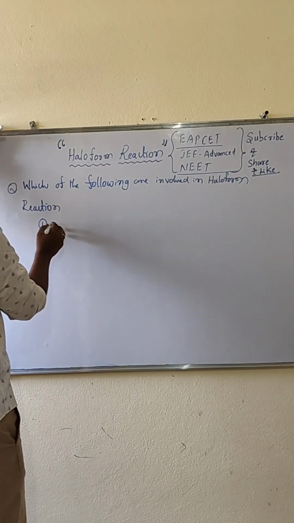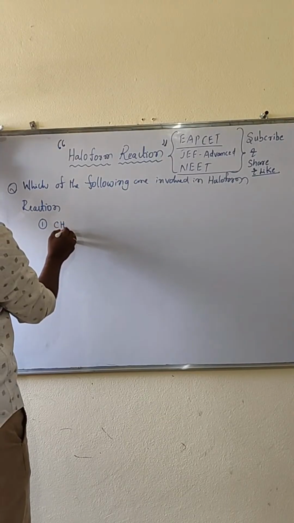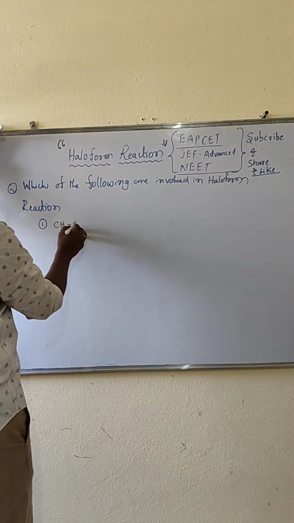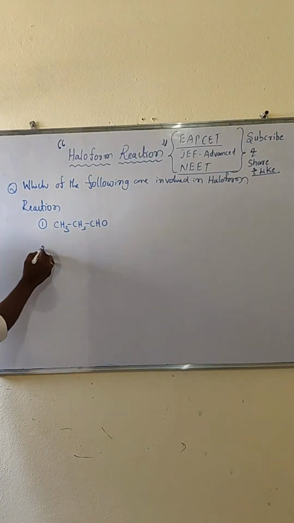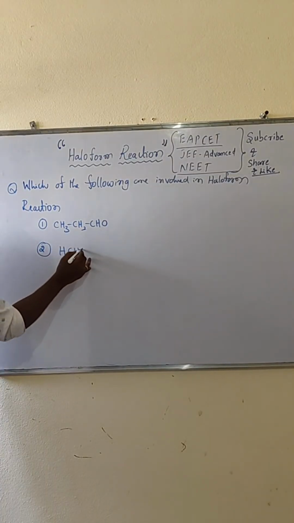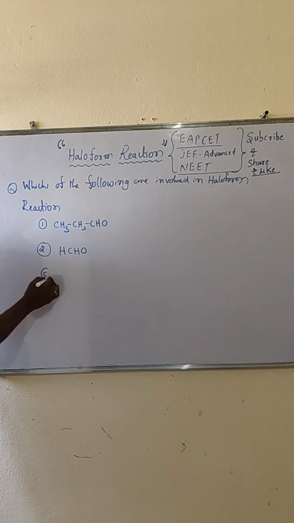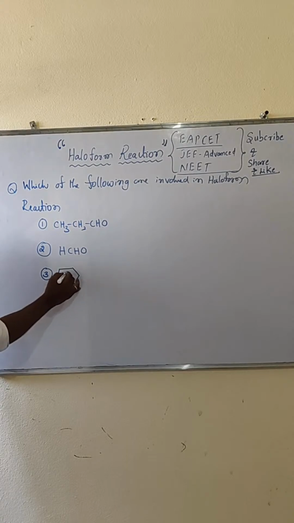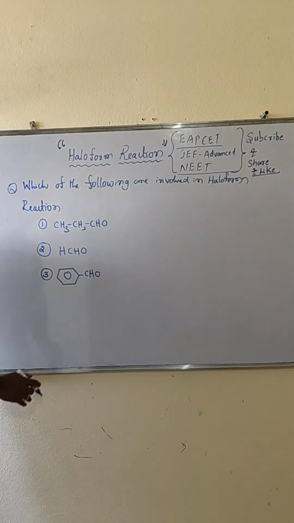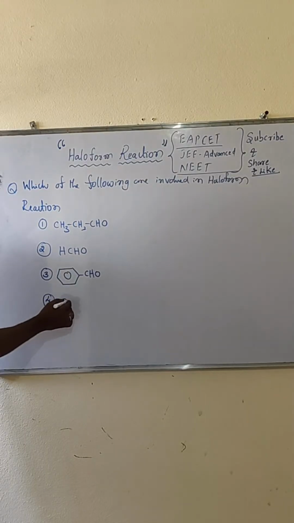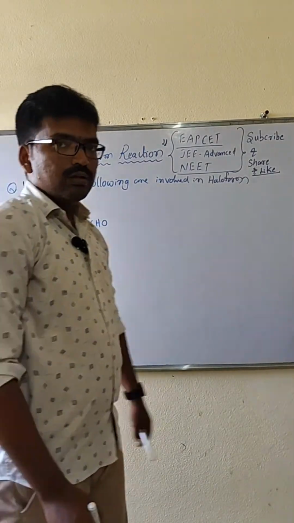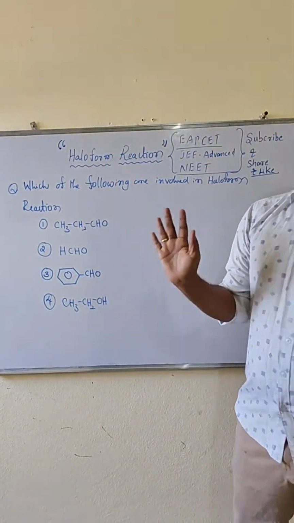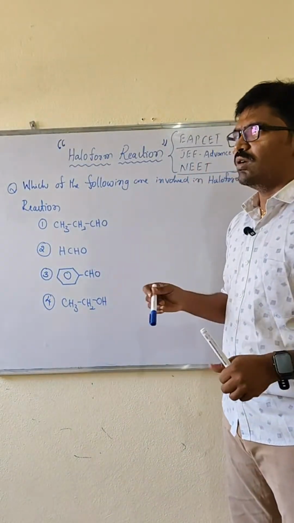So the options: option 1 is CH3 bond CH2 bond CH2 bond CHO, propanaldehyde, is mentioned. Then option 2, that is HCHO. Option 3, benzaldehyde, benzene attached with CHO, right? Then option 4, that is CH3 bond CH2 bond OH. See, look at my dear students, these are the reactions. Whether the alpha methyl group is there or not, we have to check.